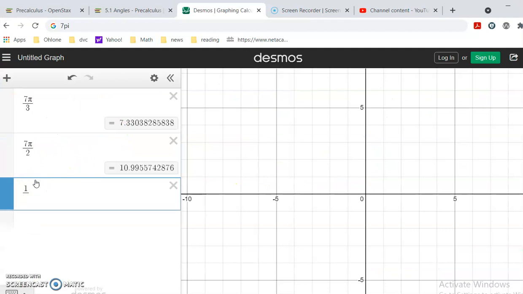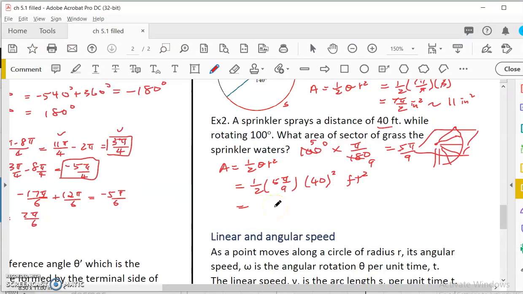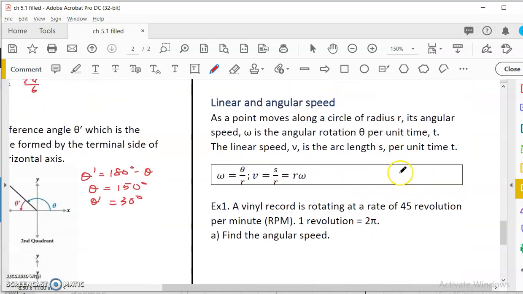1/2 times 5 pi over 9, and then times 40 squared. 1396.3 feet squared. So pretty straightforward if you do that. And you don't have to find the whole area and do the proportion.